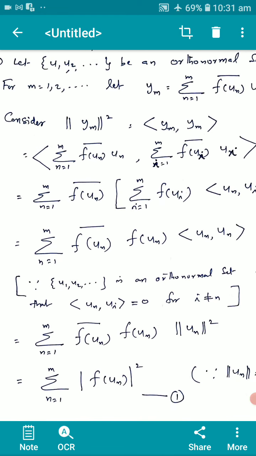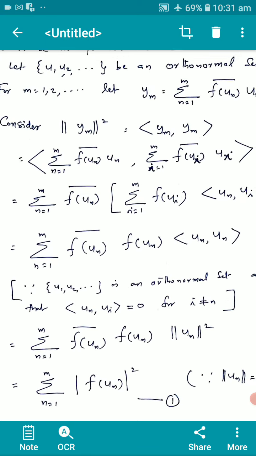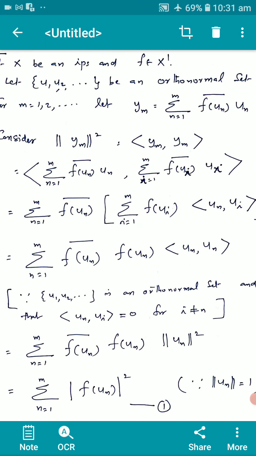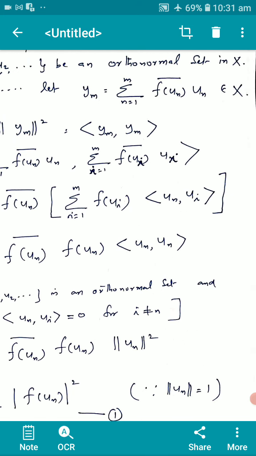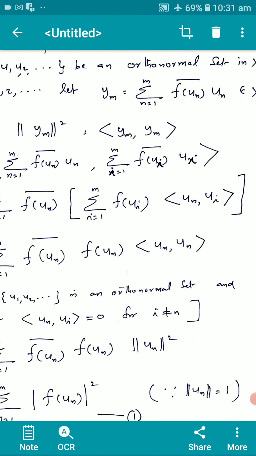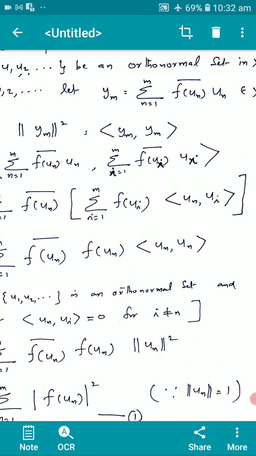What is that? ym is the sum over n equal to 1 to m of f(un) bar un. So you are replacing ym by that value, and you are rewriting the inner product. From the first term you can take the sum over n equal to 1 to m of f(un) bar outside. Then what are you getting? un remains in the inner product. And the second term, f(ui) bar, can be taken outside with its conjugate, in the sense of the K bar form. What is that? f(ui) bar bar. So you are getting f(ui).